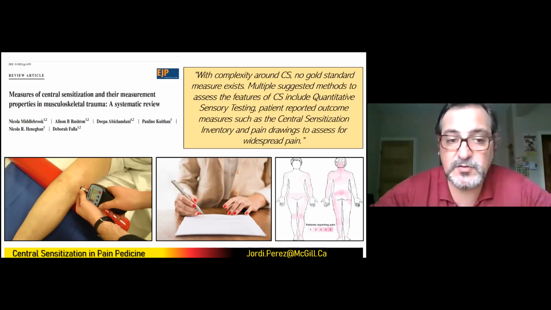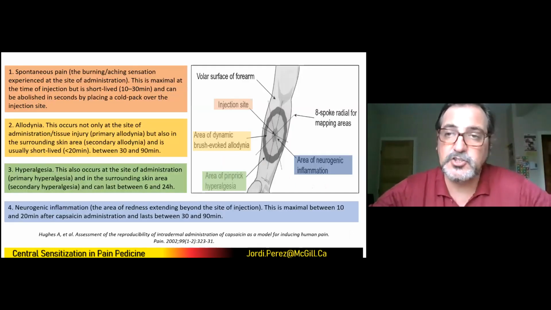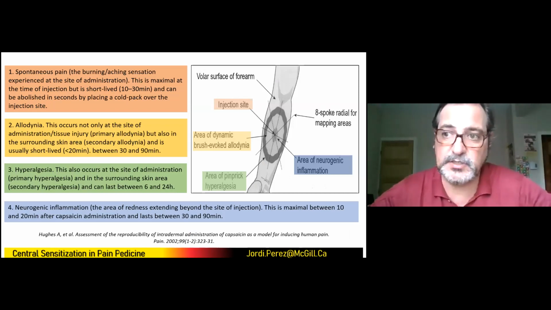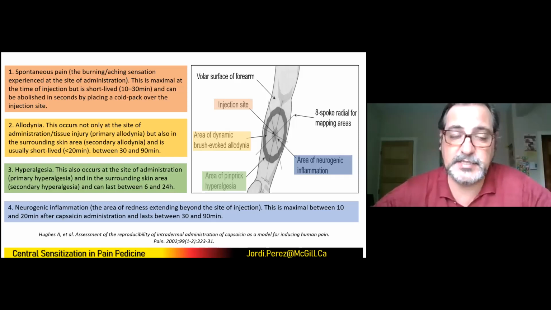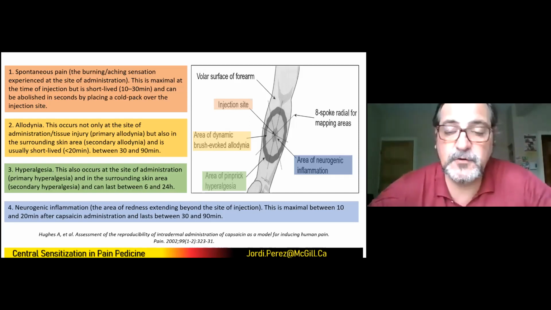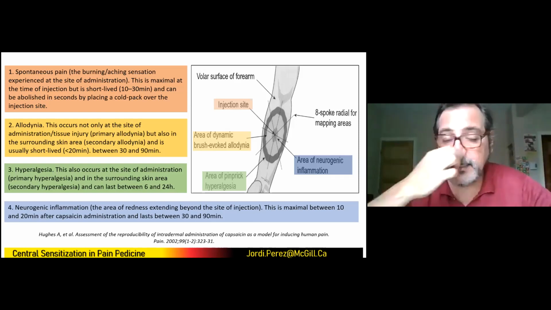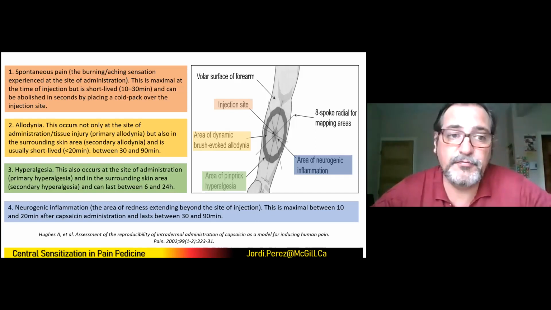So let me talk about first QST. QST is quantitative sensory testing, and it can be as complex or as easy as you want to do it. This is a human model of central sensitization after local injection of capsaicin. Capsaicin injected intradermally can cause a spontaneous pain that doesn't last very long. It's a burning pain. It's pure substance P, so it burns, it hurts. Following the injection, there is development of allodynia.